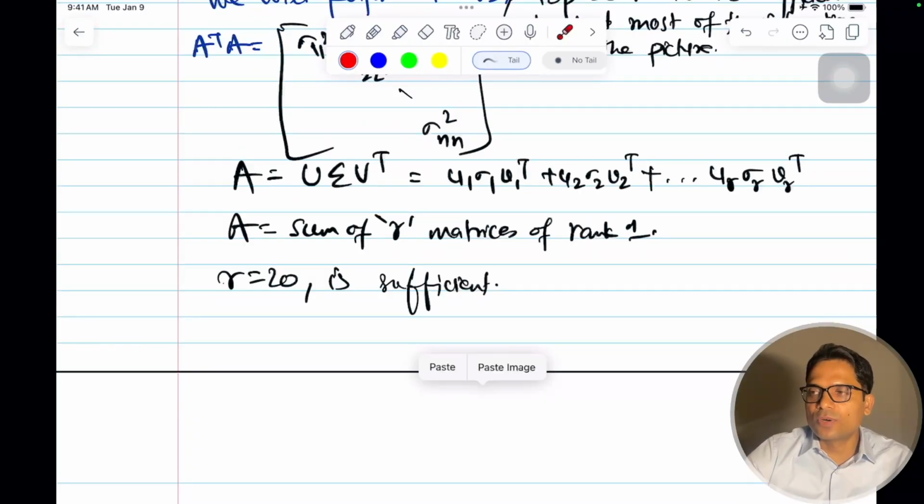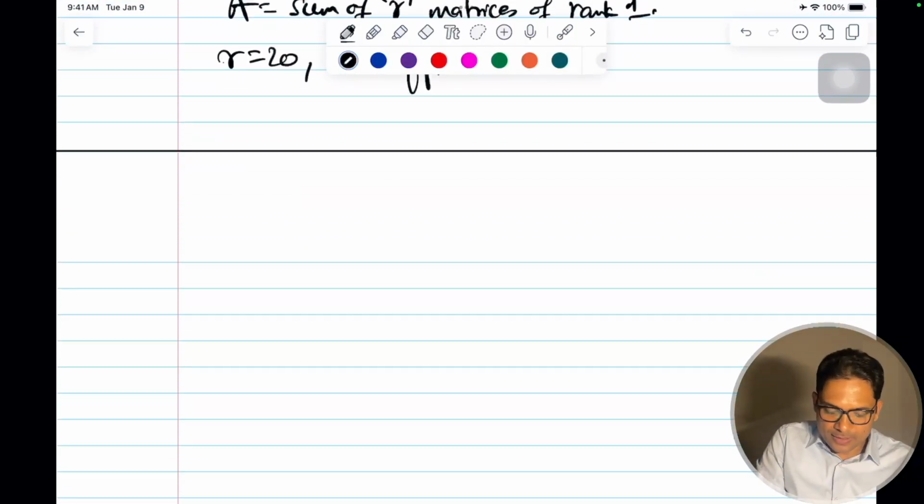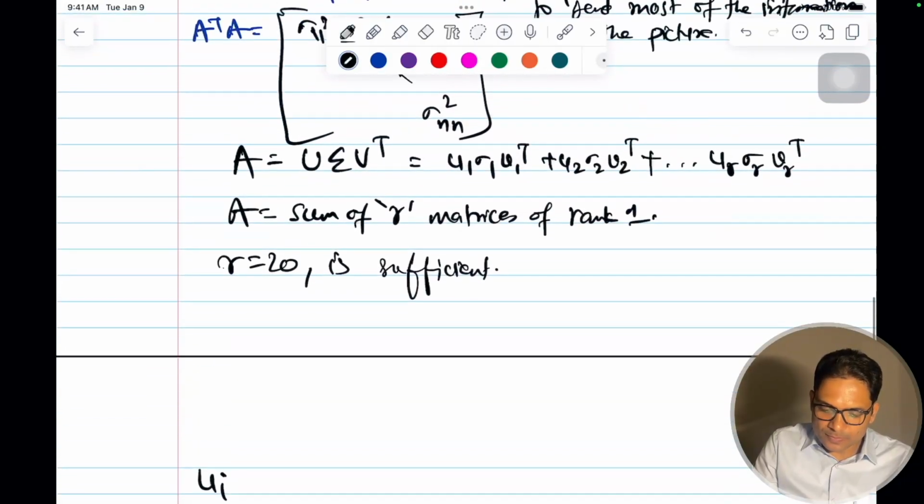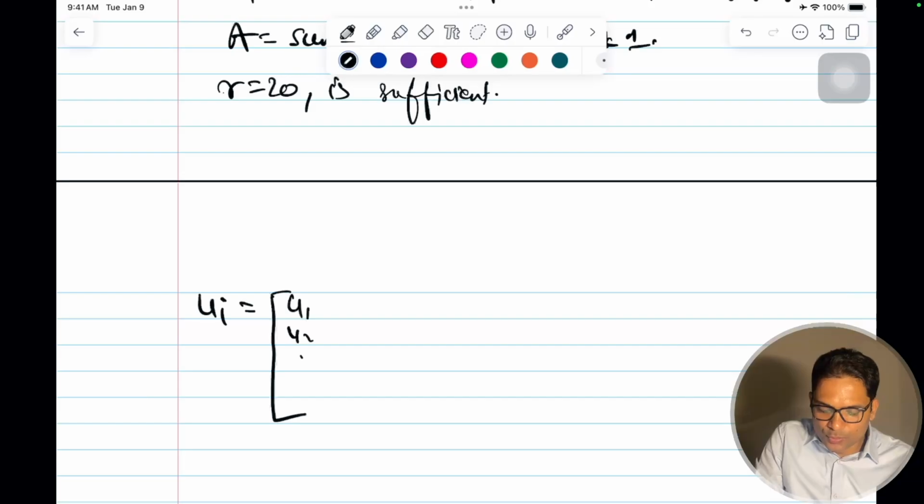Okay, so what is your U i? Say for example, if it is 1000 dimensions, right? So here we have U1, U2 like that, right? So any U i will be 1000 dimensional: U1, U2, like this till U1000.